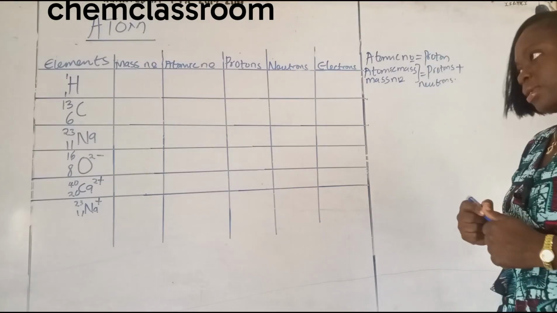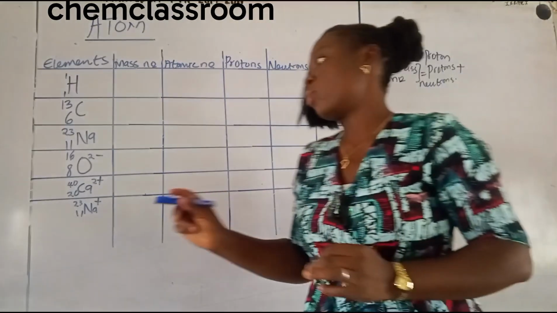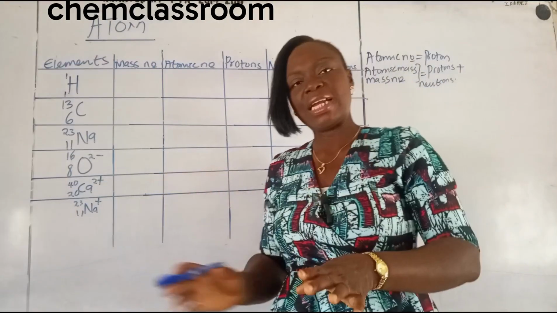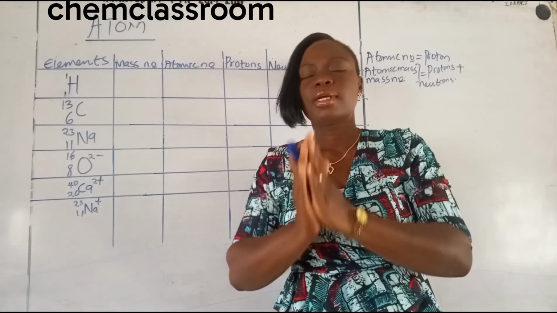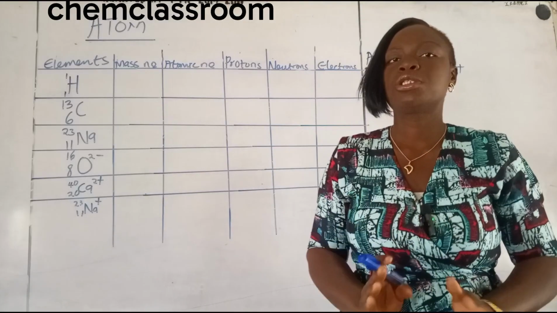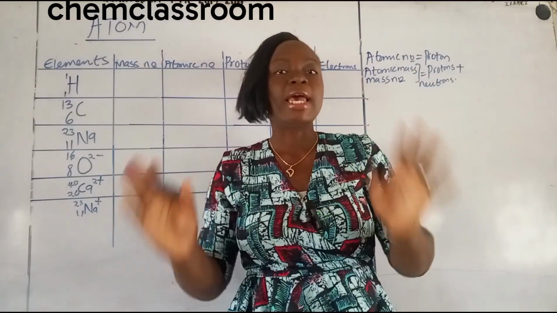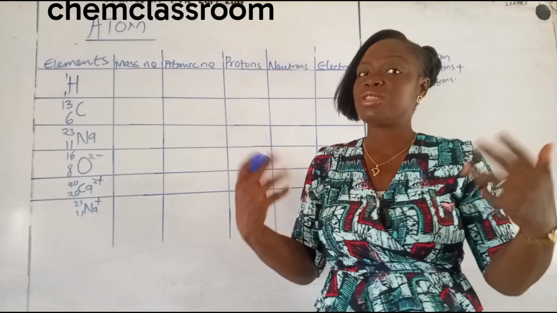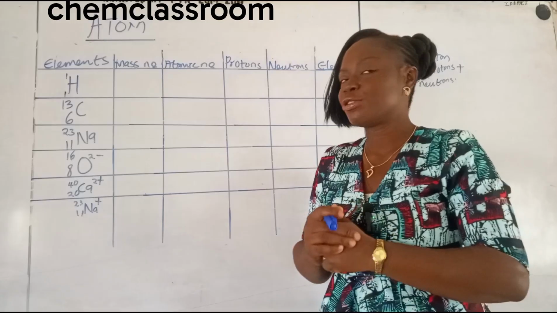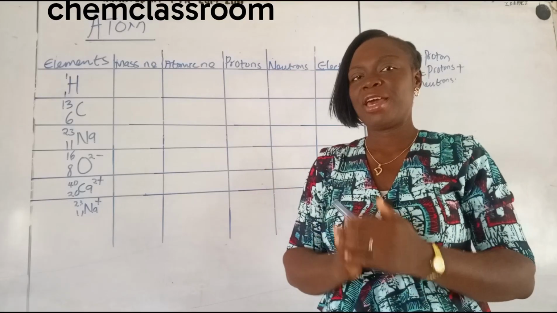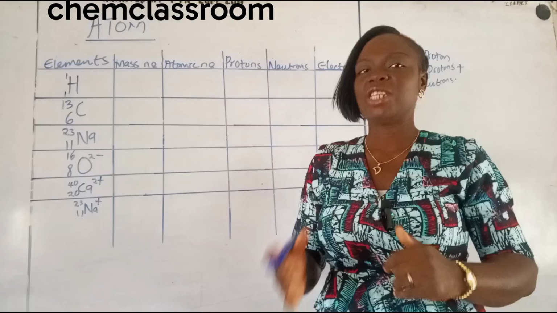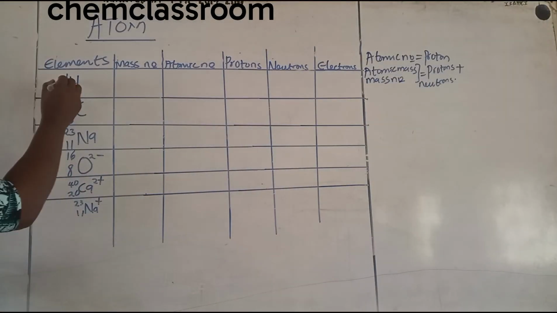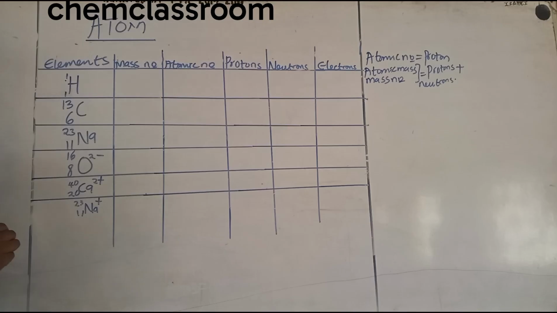Another thing we have to know here is this. If you have an atom and there is a charge, if the charge is positive, it shows that the atom is giving out electrons. And if the charge is negative, it shows that the atom is receiving electrons. So let's go to the board and solve what we have here today. Just follow me gently. The number that you have on top is the mass number.